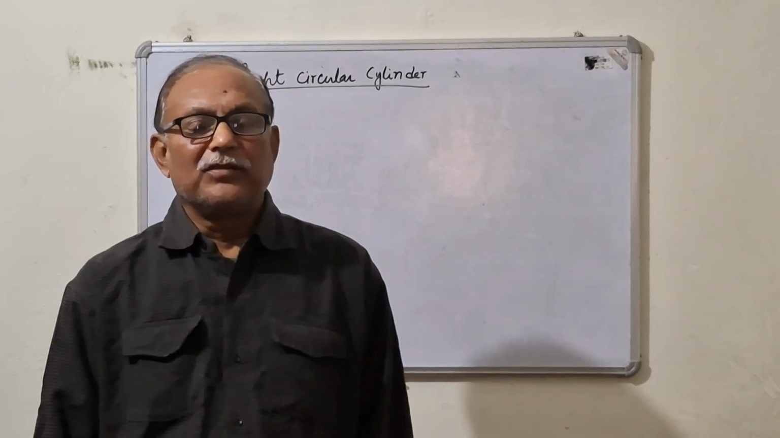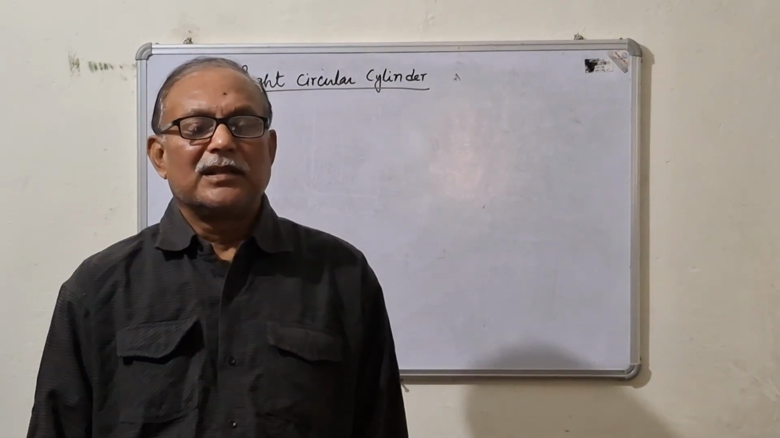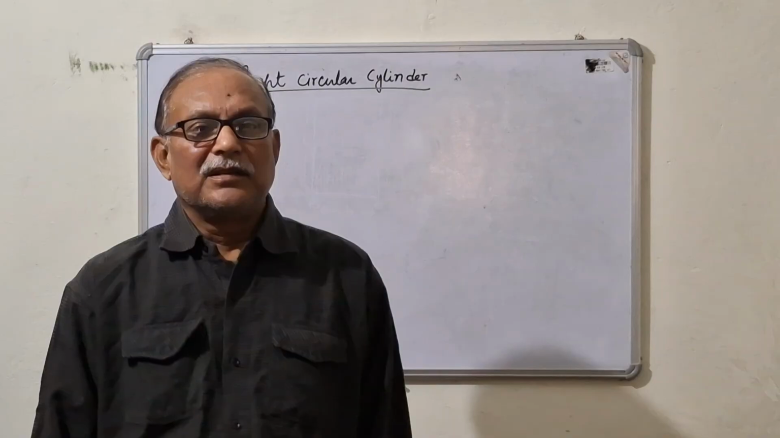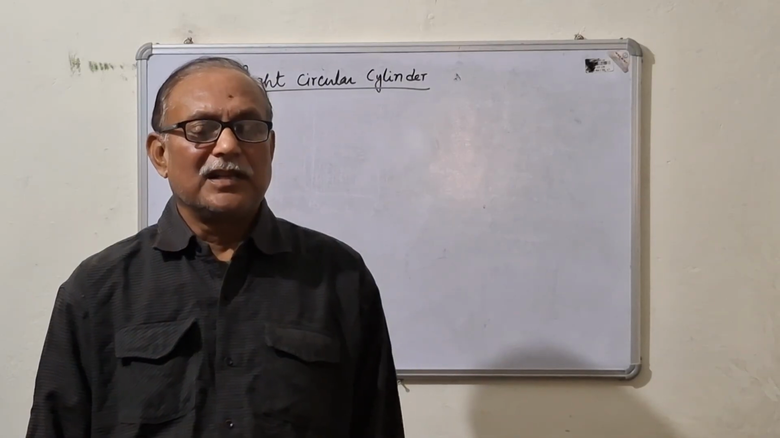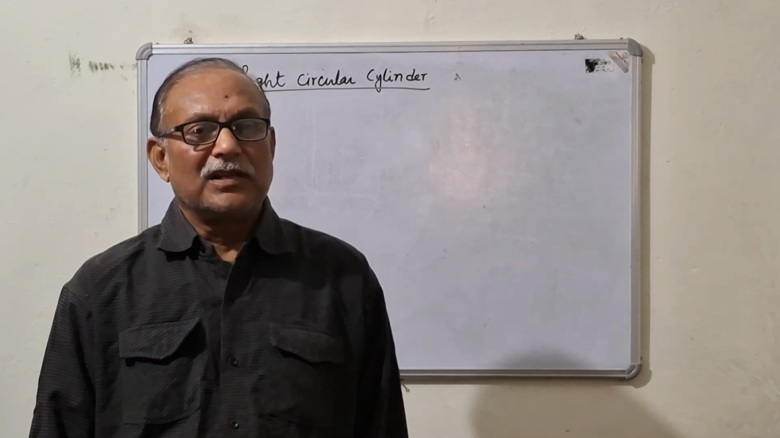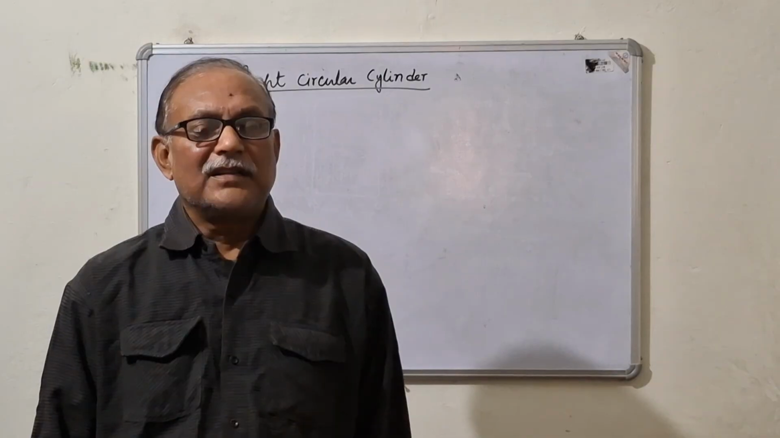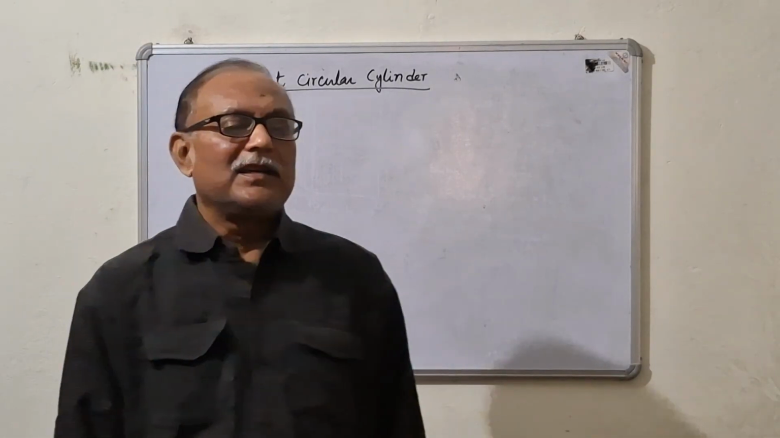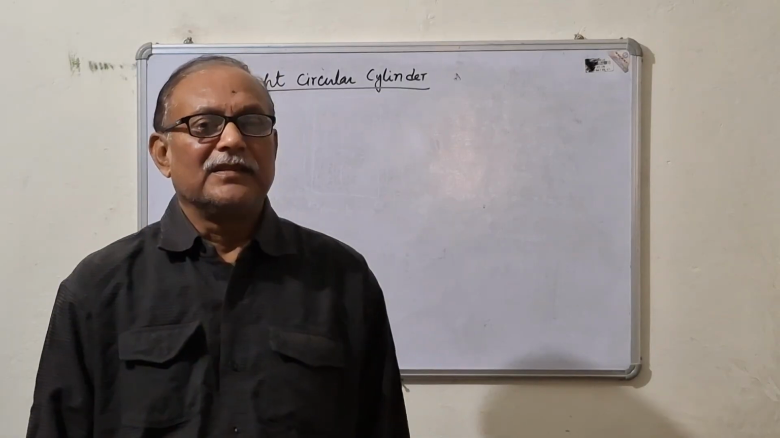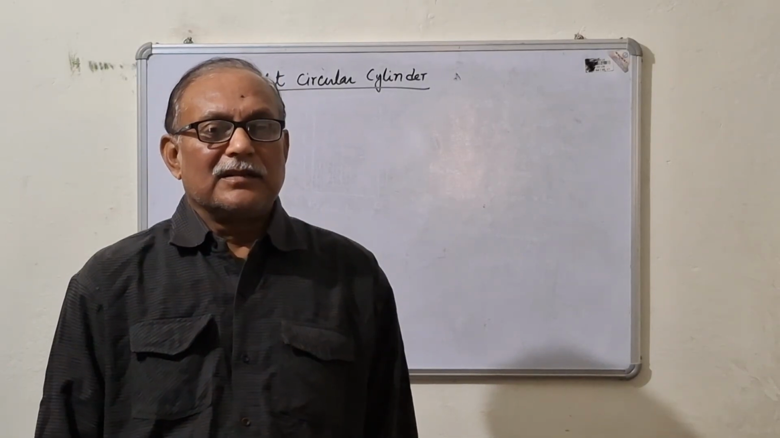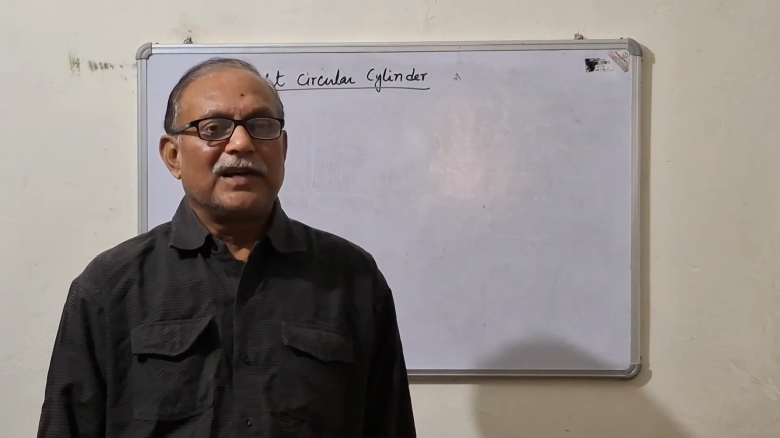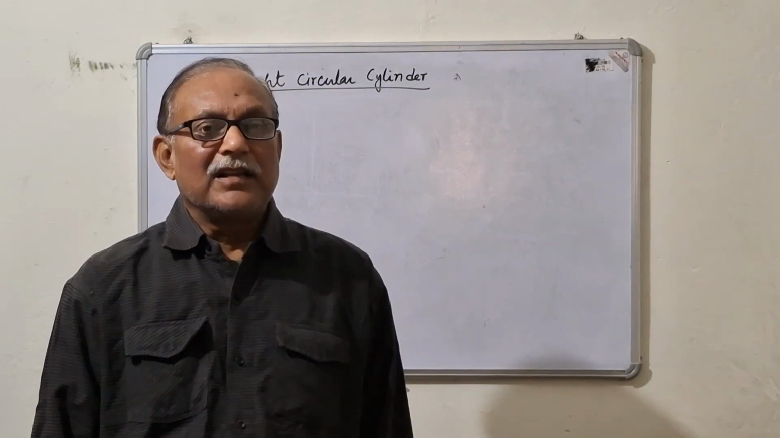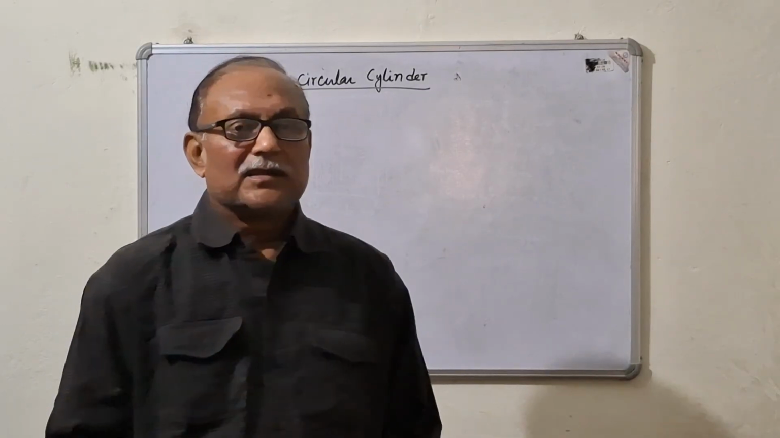Hello students, in today's video we will discuss the topic right circular cylinder. We will discuss what the right circular cylinder is and how the right circular cylinder is generated. The right circular cylinder is that cylinder in which the axis of the cylinder is perpendicular to the baseline, and the right circular cylinder is generated by rotating a rectangle about one of its sides.